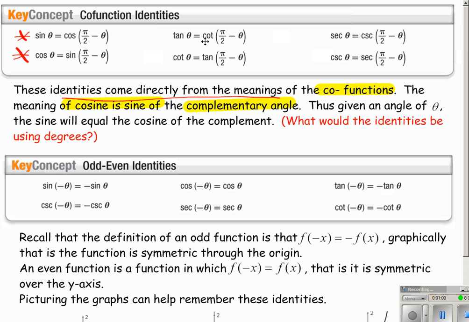So tangent and cotangent are linked, and we have the tangent of theta is cotangent of pi over 2 minus theta. Cotangent is tangent of pi over 2 minus theta. And likewise with the secant and cosecant.